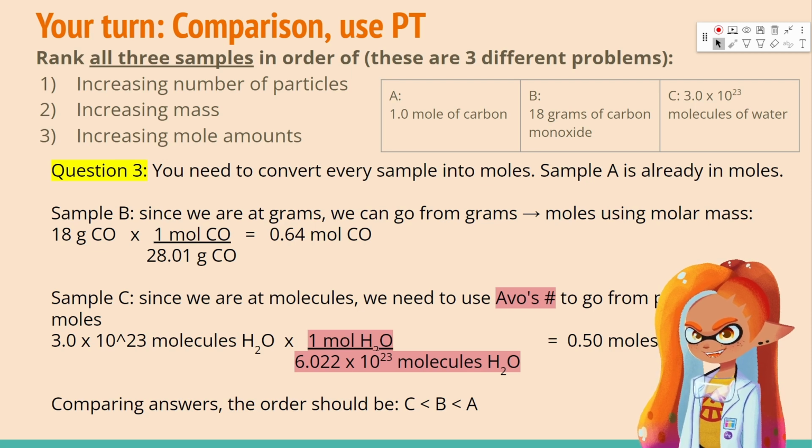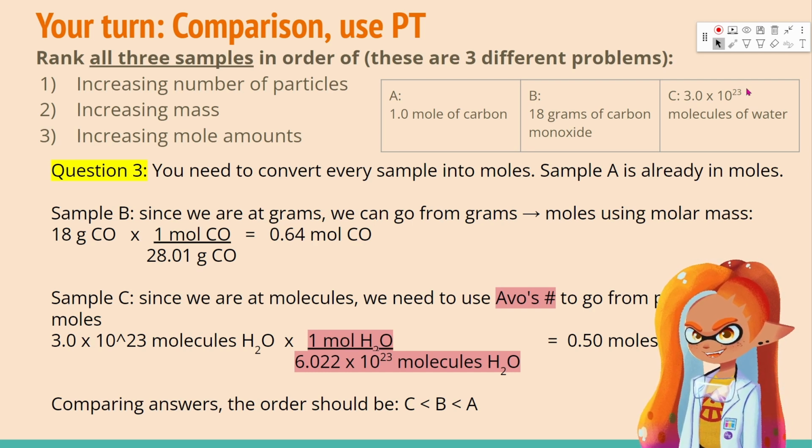So for question 3, we need to convert everything to moles. Sample A is in moles already, so I don't need to do anything for that. In sample B, I have grams, and in order to go from grams to moles, I use molar mass. So I look up CO, I add them together, I get 28.01. I want to make sure grams cancel out, so that's why this is on the bottom. Then I do 18 times 1 divided by that, and that's going to be 0.64 moles of CO.